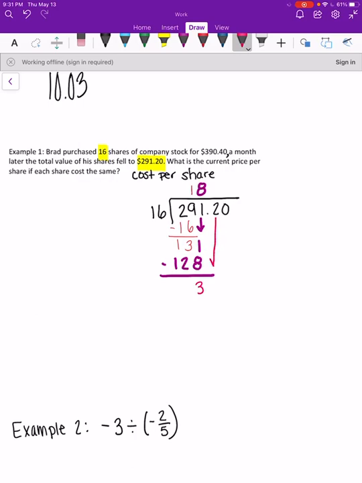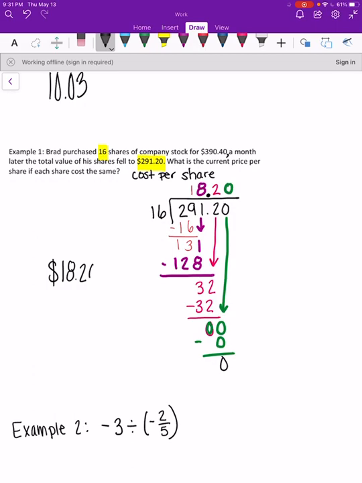Bring down the 2. 16 goes into 32 2 times. It actually goes in exactly 2 times. So 2 times 16 is 32. 32 minus 32 is 0. We're going to drop down the last 0. 16 goes into 0 0 times. 0 times 16 is 0. So our remainder is 0. And then we're going to just bring our decimal up right on top. So the cost per share is $18.20.